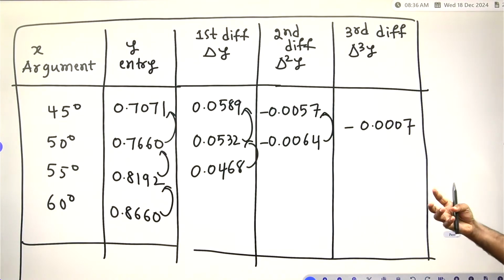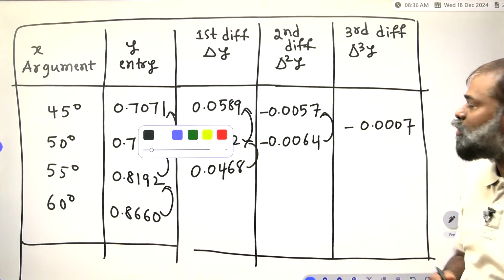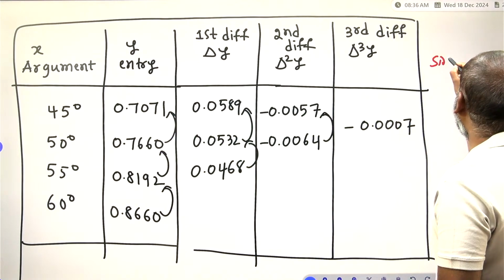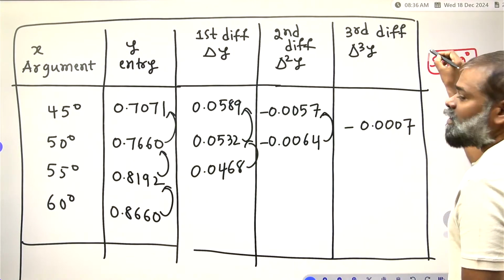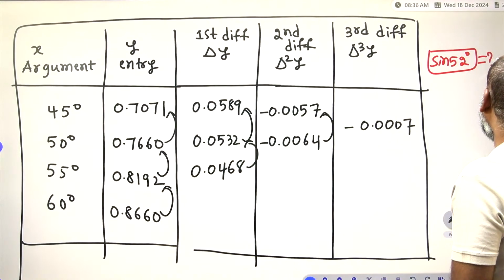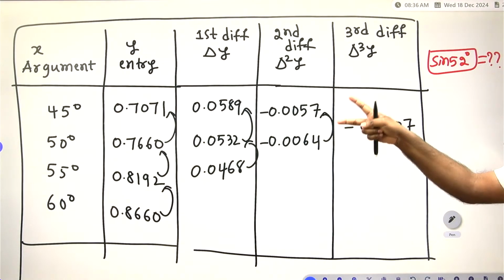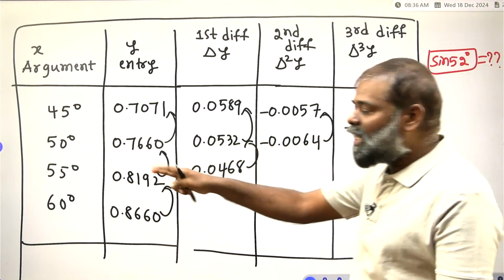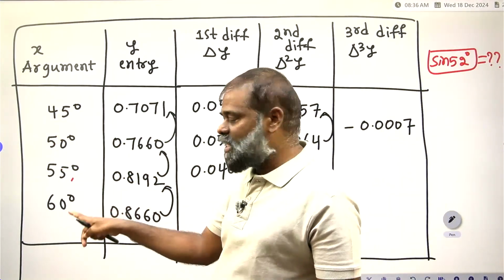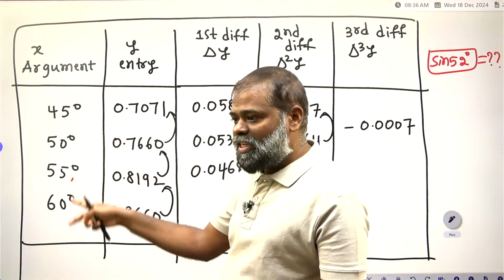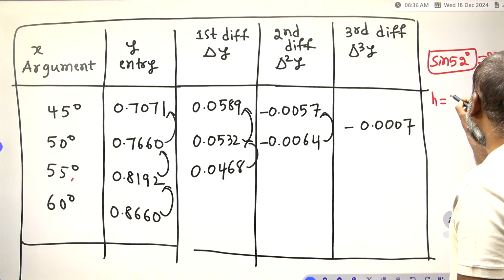From these values we have to calculate the data. How do we calculate it? We have to find sine 52 degrees. What is the value we need to calculate? Sine 52 is equal to how much? First we have to see the interval value. 45 to 50, 50 to 55, 55 to 60 are equally spaced. That's why the interval value h is equal to 5.